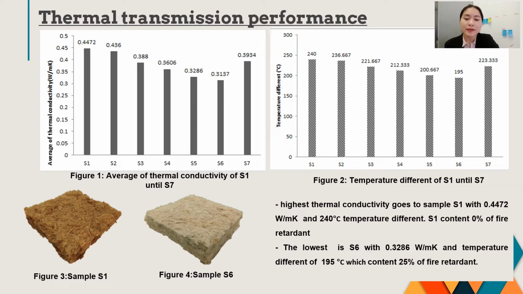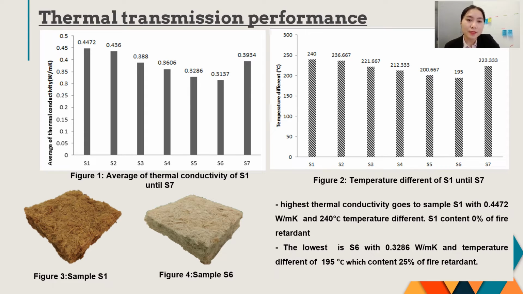After the testing is done, these are the results. For thermal transmission performance, we can see here the average of thermal conductivity of sample 1 until 7 was calculated. From the graph, we can see that sample 1 has the highest thermal conductivity with value of 0.4472 watt per meter Kelvin compared to the other sample. And the temperature difference of this sample is 240 degrees Celsius. And the lowest of thermal conductivity goes to sample 6 with 0.3286 watt per meter Kelvin, where the temperature difference is 195 degrees Celsius.